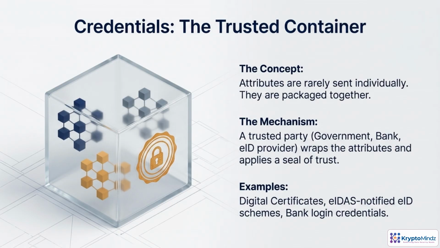Now let's bundle those attributes. Think of a credential as a trusted box that carries your key attributes together. Instead of sending name, date of birth, and ID number separately, a reliable organization packages them and vouches for them. That seal of trust is what services rely on. Digital certificates or bank logins are practical examples of such trusted containers.